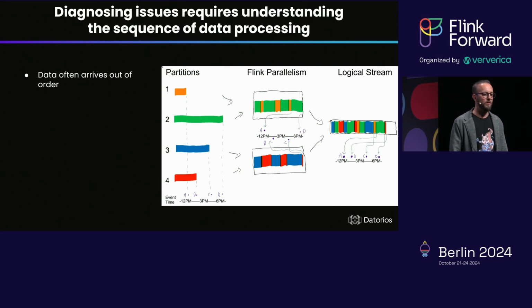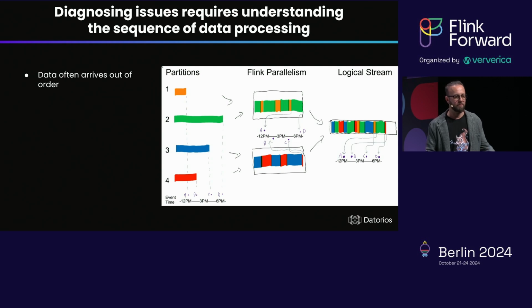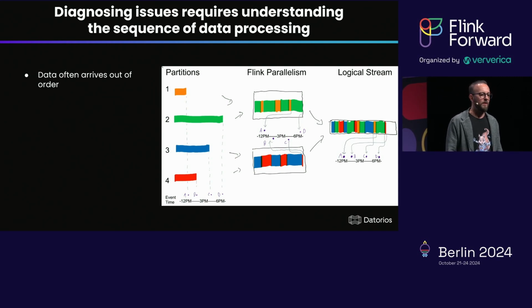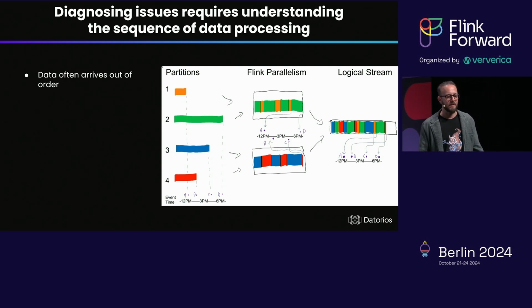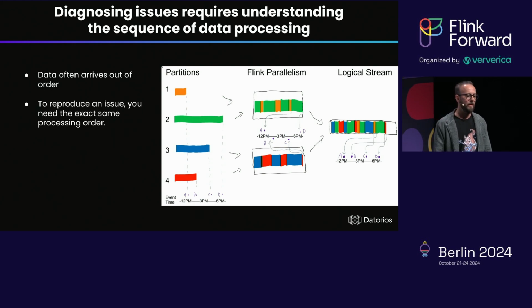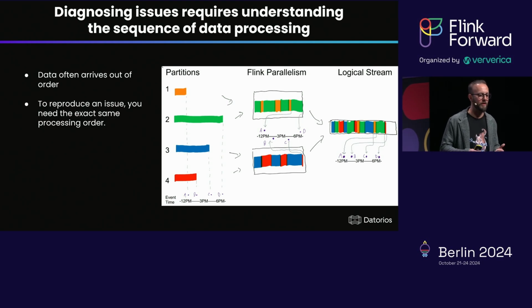The first challenge is that Flink often processes data, well, out of order. Events do not always arrive in the same sequence as they were generated. So when you are trying to figure out what went wrong, it's crucial to process the data in the exact same order as it was originally received. Without doing that, it is nearly impossible to accurately recreate the issue.